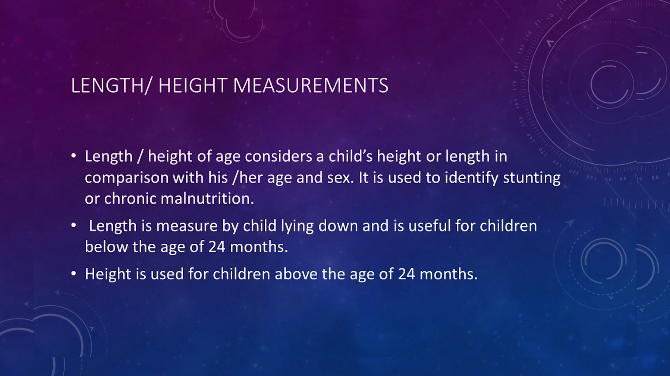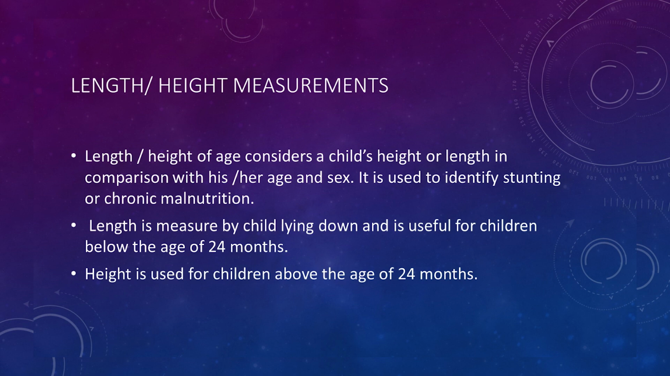Then another measurement is length and height measurement. After the weight we measure the child's length or height. The length or height for age considers the child's height or length in comparison with his or her age and sex. It is used to identify stunting or chronic malnutrition. So by length we can diagnose stunting if the height is less than the normal height for that particular age and sex. We call it stunting, which we may observe in chronic malnutrition.